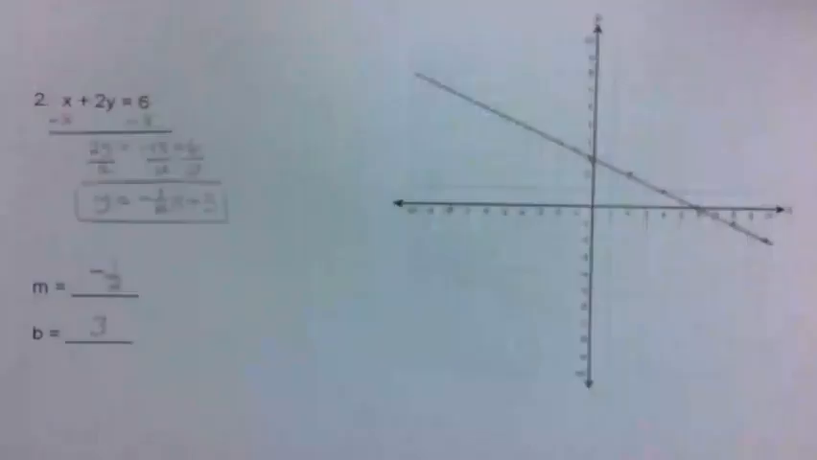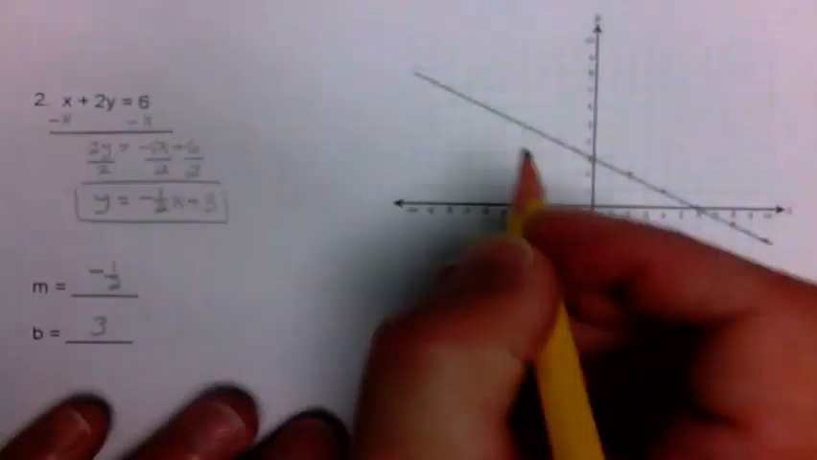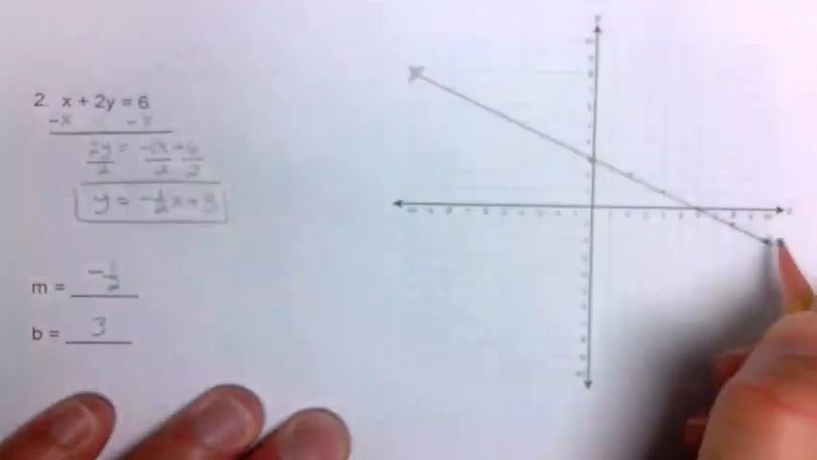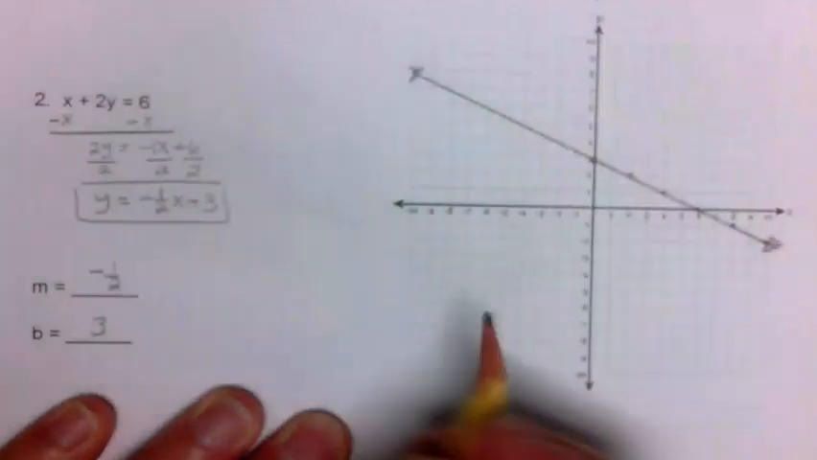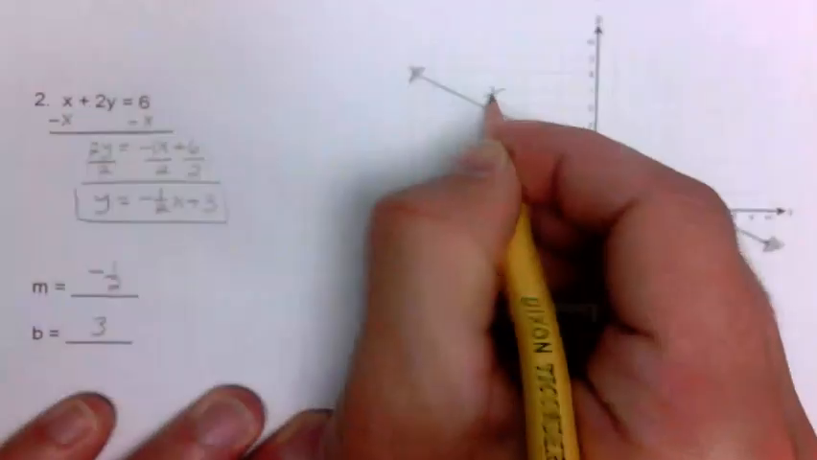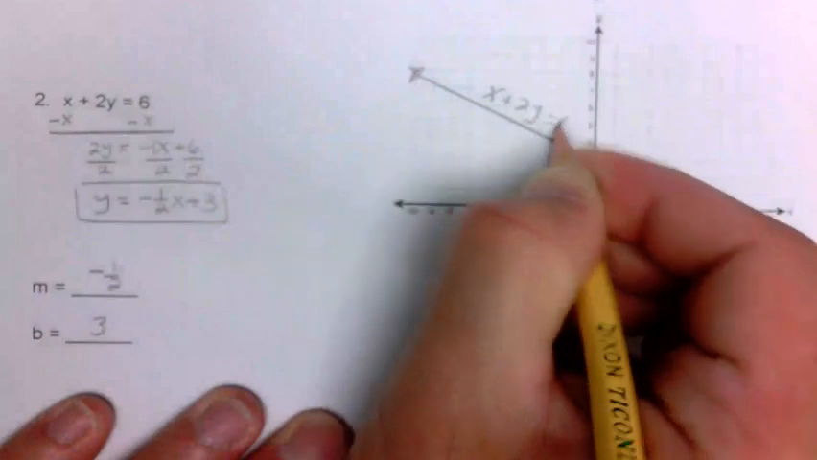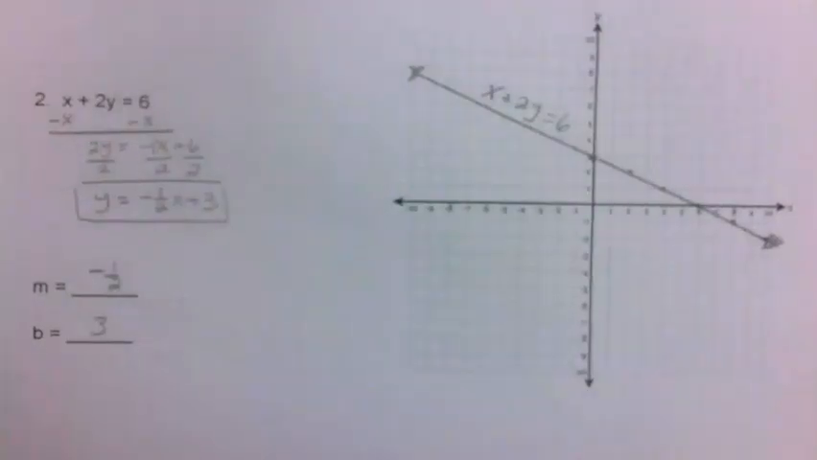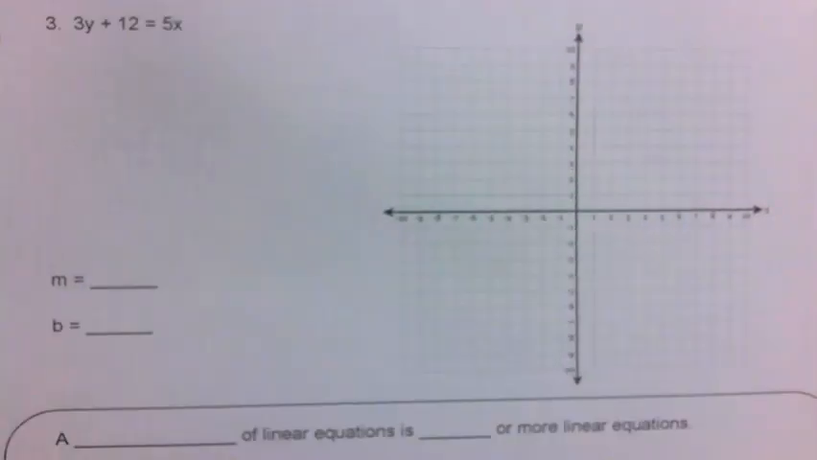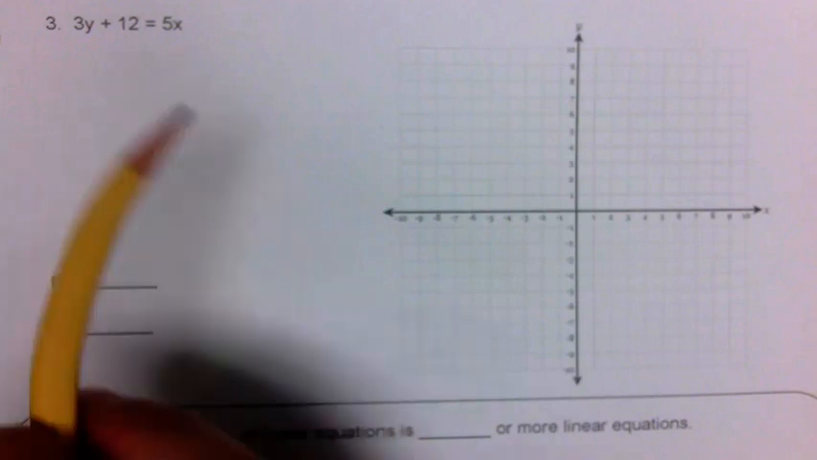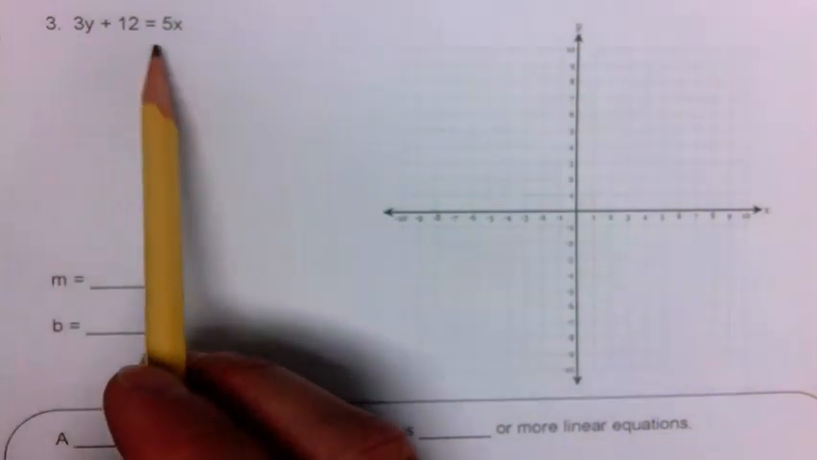We get this nice line right here. So again, we'll put the arrows on each end. And again, the original equation was x plus 2y equals 6. Our third equation is 3y plus 12 equals 5x.